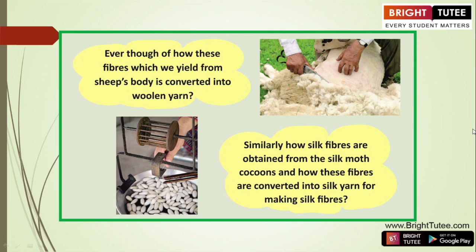Have you ever thought of how these fibers which we yield from a sheep's body are converted into woolen yarn? Or similarly, how silk fibers are obtained from the silk moth cocoons and how these fibers are converted into silk yarn? Well, there is a process involved in both these things, in obtaining the silk fibers and making the silk yarn and woolen yarn. Right? So we will read about those processes in this chapter.